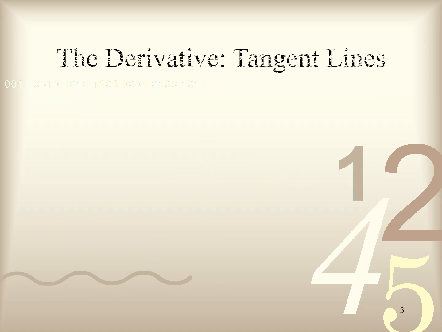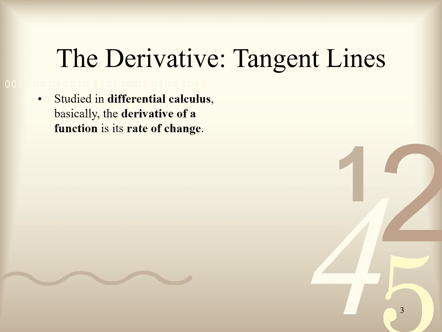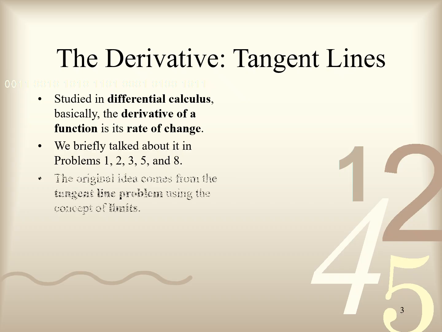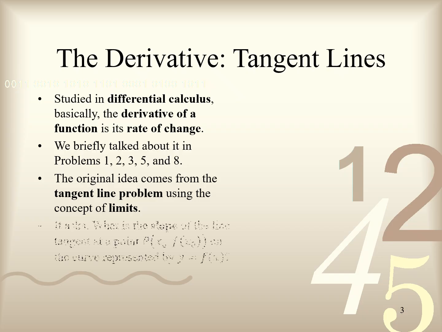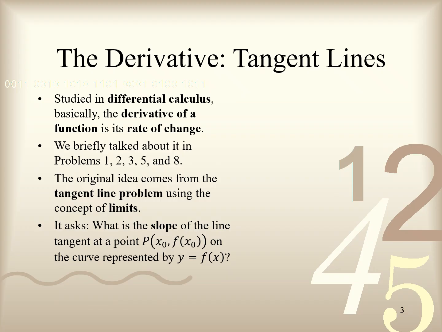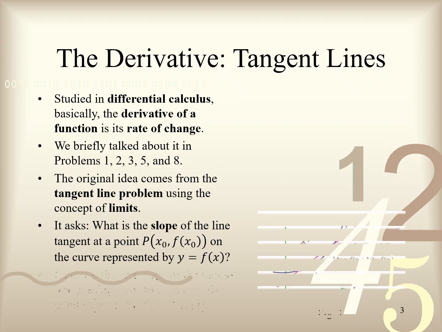The concept of the derivative is studied in differential calculus, and basically, the derivative of a function is its rate of change. We briefly talked about it in the videos for problems 1, 2, 3, 5, and 8. Now, the original idea of the derivative comes from the tangent line problem, using the concept of limits. The tangent line problem asks, what is the slope of the line tangent to the point P, with coordinates say, x0, f of x0, on the curve represented by y equal to f of x?